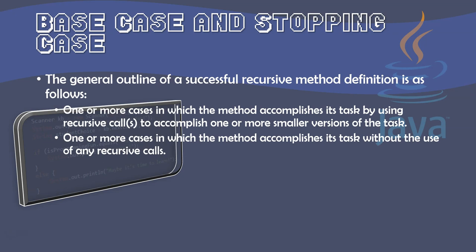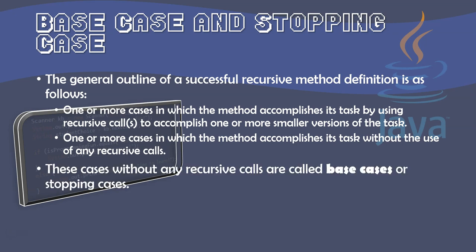So the general outline of a successful recursive method definition is as follows. You have one or more cases in which the method accomplishes its task by using a recursive call or calls to accomplish one or more smaller versions of the task, as we saw with rightVertical. And you have one or more cases in which the method accomplishes its task without the use of any recursive calls. These cases without recursive calls are what we call base cases or stopping cases, and you'll see those two terms used interchangeably. Sometimes we'll call them base cases, sometimes stopping cases, but they ultimately mean the same thing.